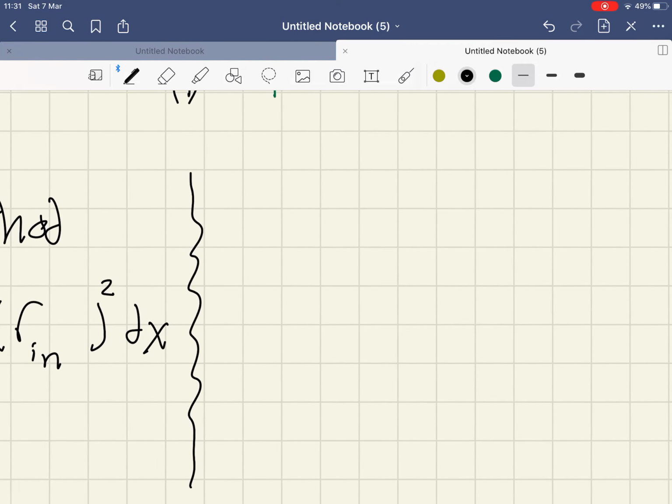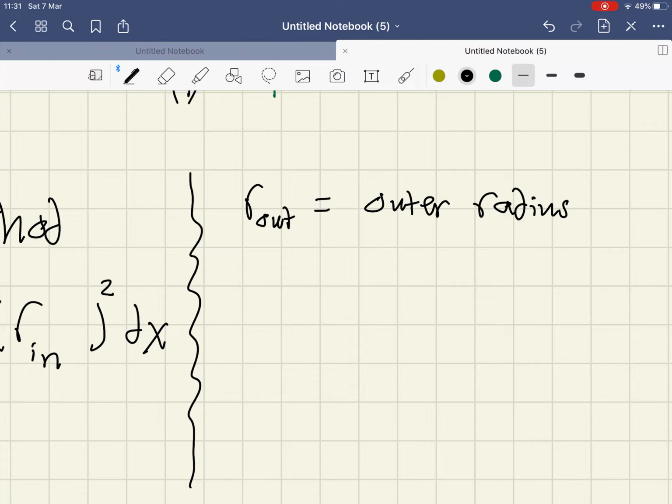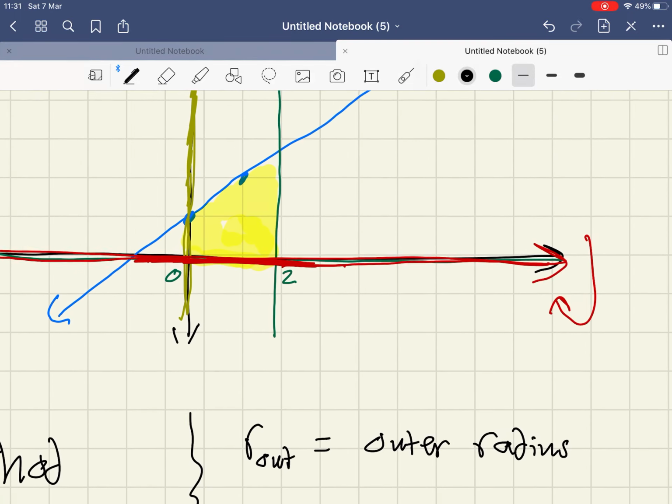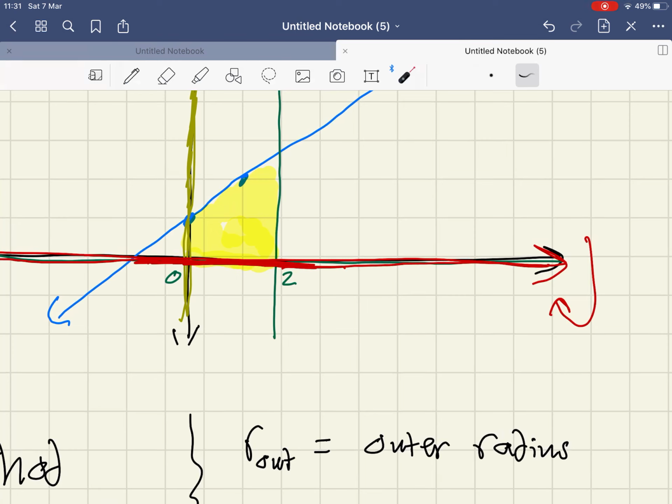Let's do it here. R out, usually we call it the outer radius. And how do you find the outer radius? All you need to do is go and stand on your axis of revolution, take an arrow from the axis of revolution to the maximum you can go inside the region. So you go from the axis of revolution to the maximum inside your region. That is what we call the R out.